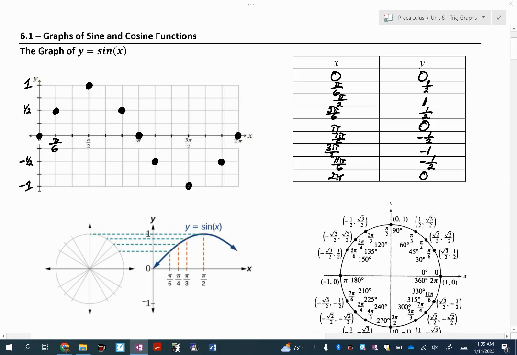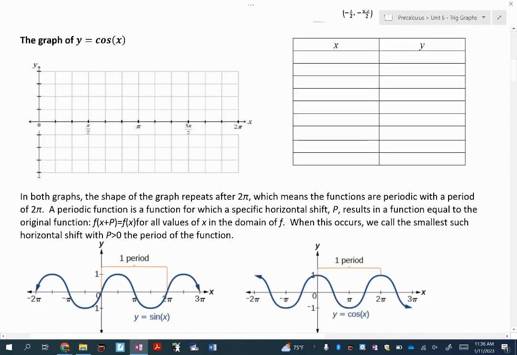So this is called a sine wave. And there it is. That's called one full period of this sine wave. It actually goes on forever in both directions. But for now, when we graph, I just want you to be able to do one full period of the graph. Okay? Let's do the same thing with cosine.